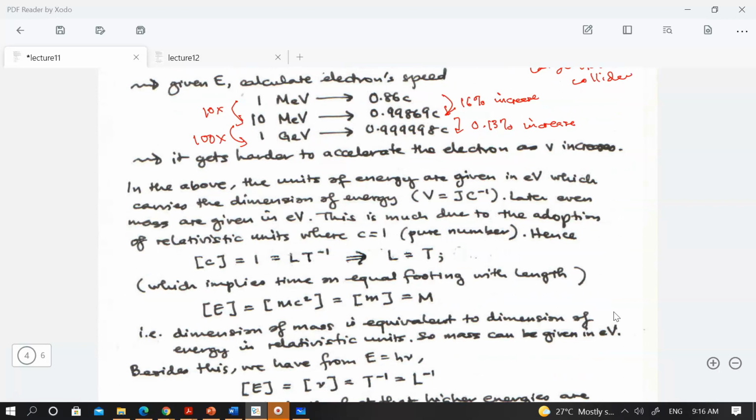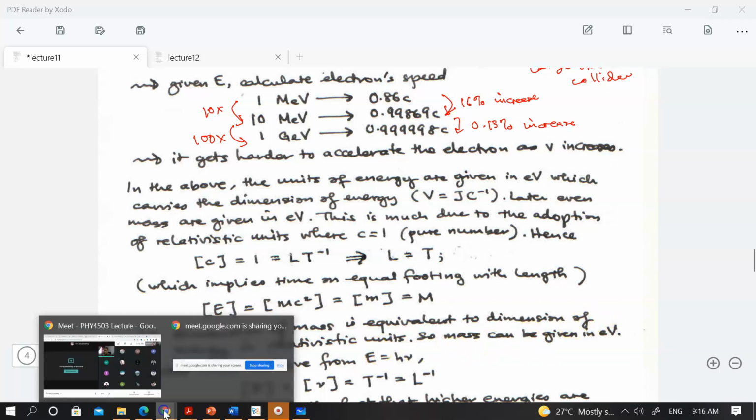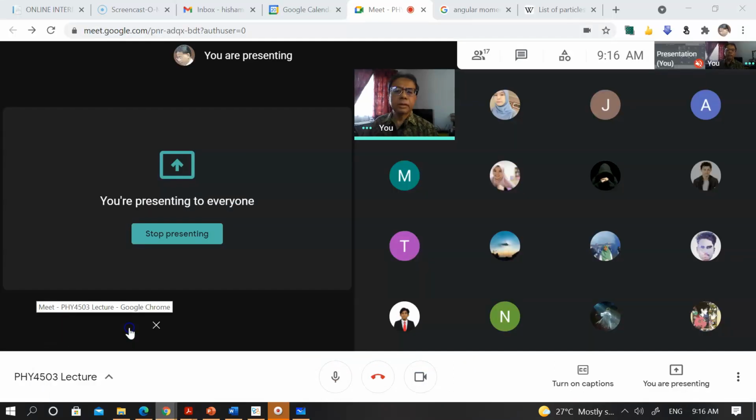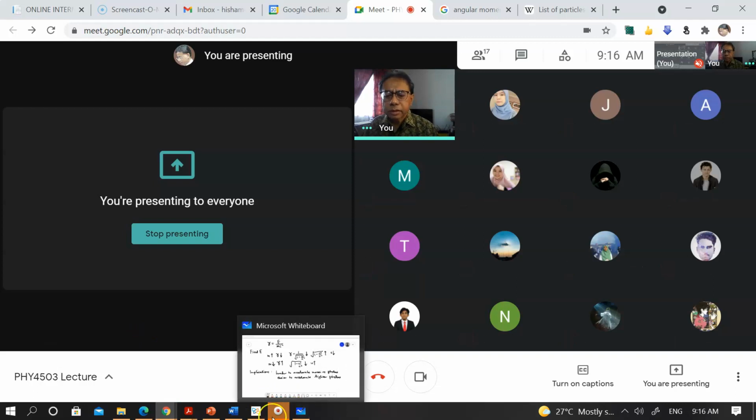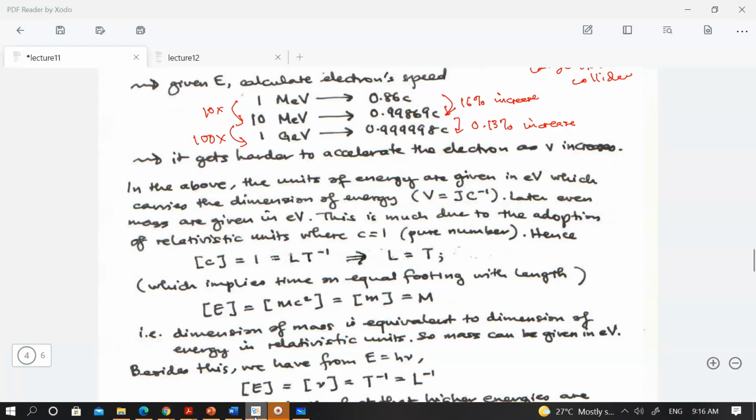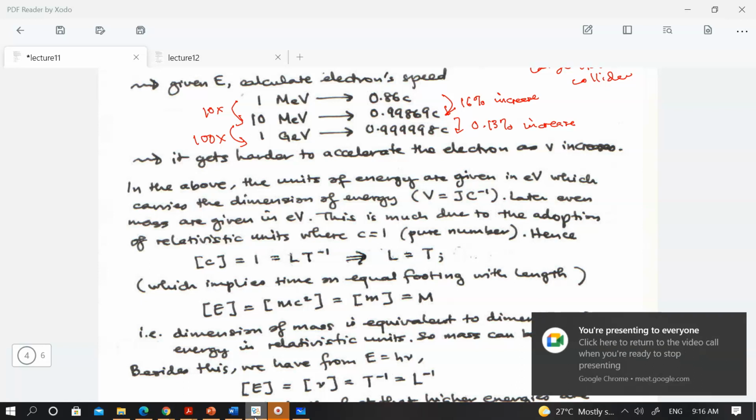Here are a few other things that would be nice to know. It's not quite relativity in a way, but let me check. Okay, everyone's in. But it's useful to know some of these, which actually can be implied from relativity itself.